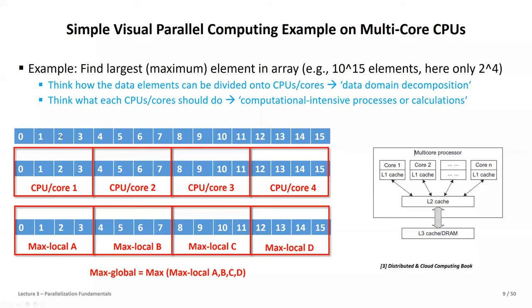Here we would have an array from 0 to 15, and you would usually use your CPU, or your core, and just look in serial through all of them. And of course, that takes time. Now, when you think about having four cores at your disposal, you could think about it: I'm just interested in the maximum.